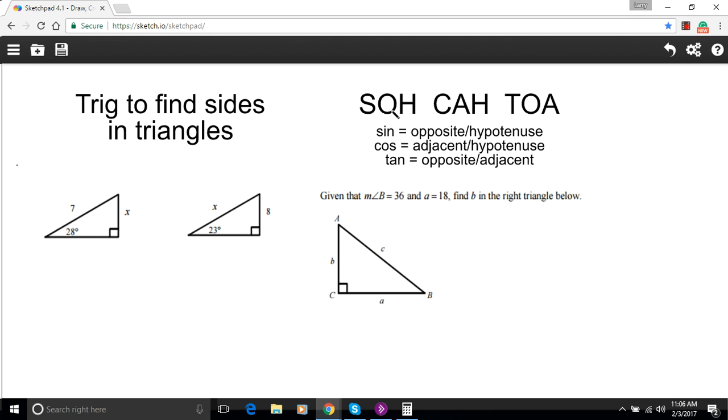Sine is the opposite over the hypotenuse. Cosine is the adjacent over the hypotenuse, and tangent is the opposite over the adjacent side. So let's take a look and see how these problems work.